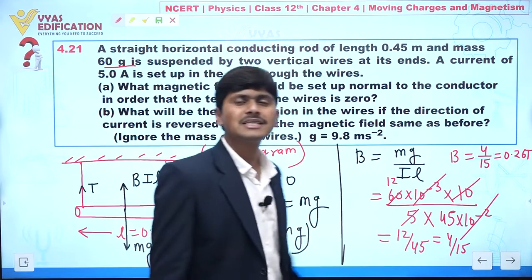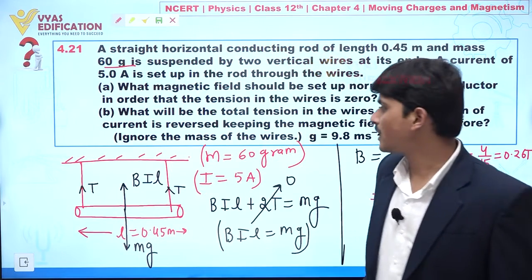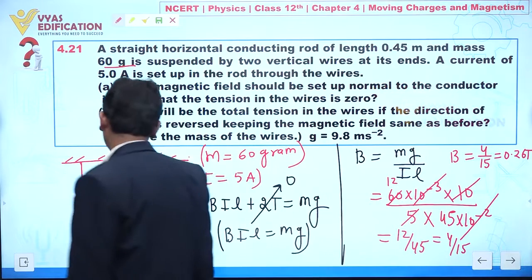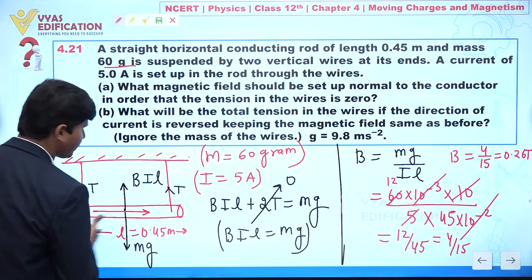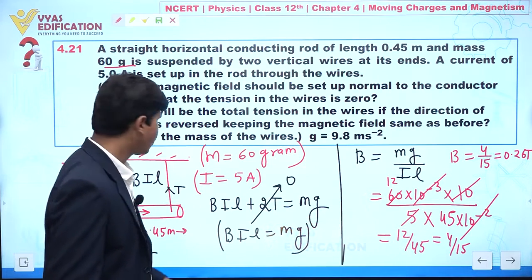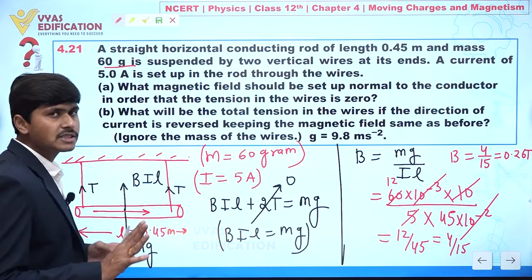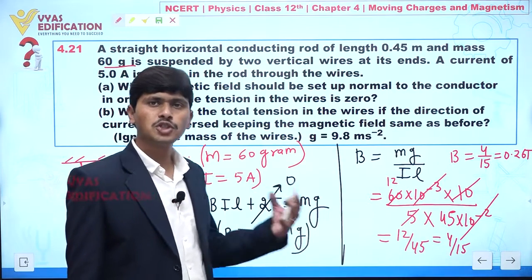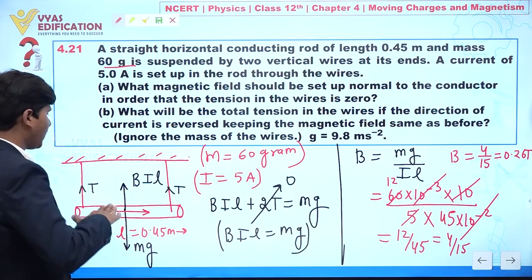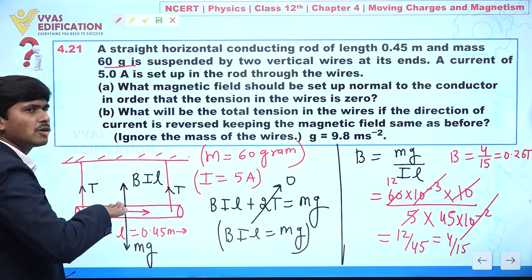But the important part is here: what is the direction of this magnetic field? Clear? So let's suppose I am assuming the current that is flowing in this conductor is in this right direction. Clear? Now let's suppose, listen carefully to what I am saying to you. Let's suppose here we are talking about positive charges. Let's suppose I apply a magnetic field perpendicular inward.